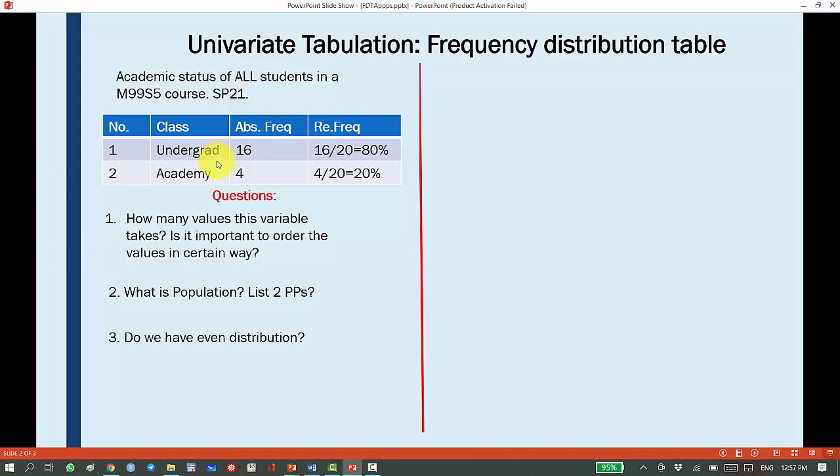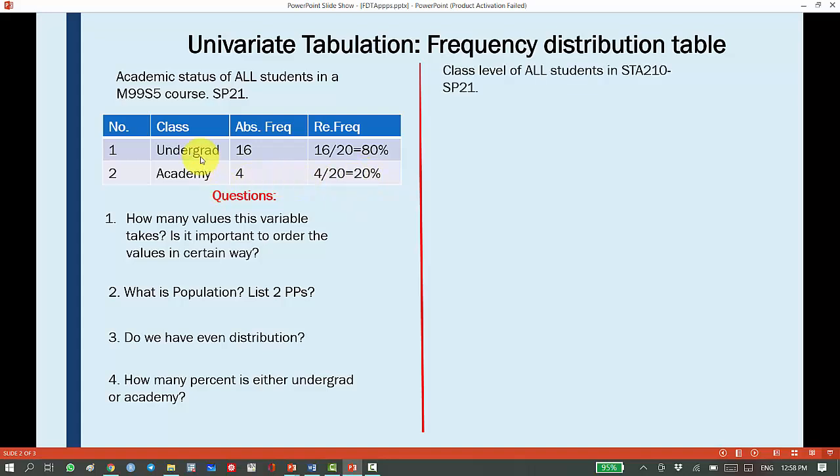No, because the number of academy students and the number of undergrad students are way different. In fact, we have 4 times more undergrad students than academy students. Therefore, the distribution of the variable academic status in this class is not uniform. How many percent of students are either undergrad or academy? Of course, 100%, because as we add the two, 80 plus 20, it's 100%. That means 100% of students are either academy or undergrad.